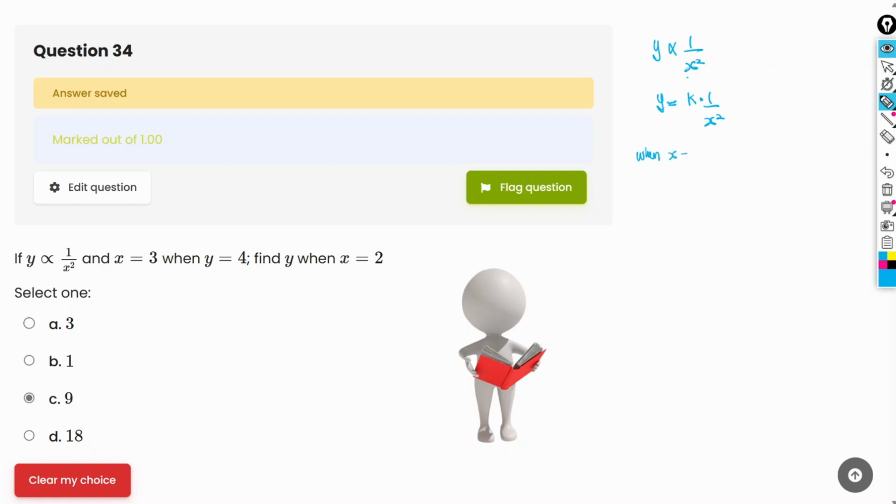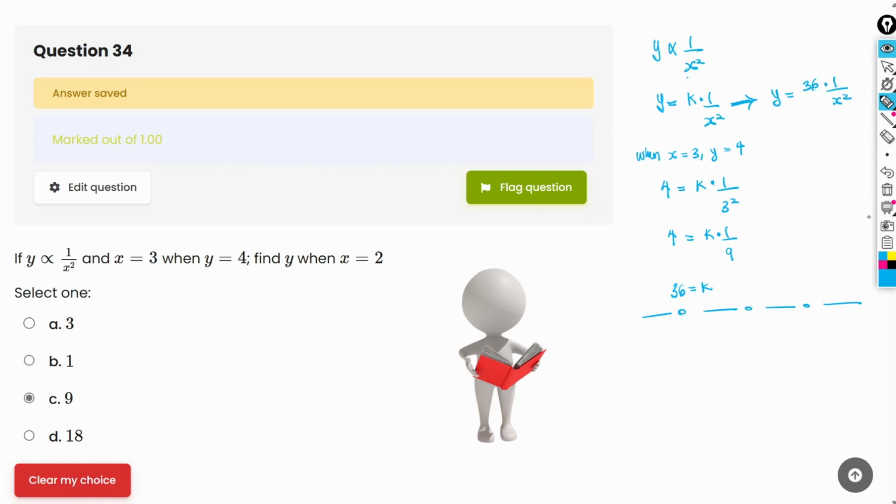When x is equal to 3, y is equal to 4. So this means that 4 for y is equal to k times 1 over 3 squared. That means 4 is equal to k times 1 over 9, so k is 36. Having this down, the next question is, can we set up the proper relationship? Yes, we can. Substituting in the value of k, y is equal to 36 times 1 over x squared.